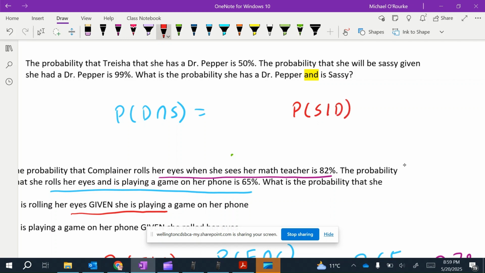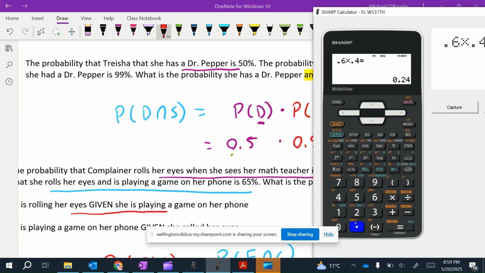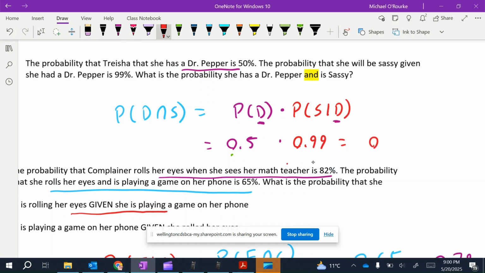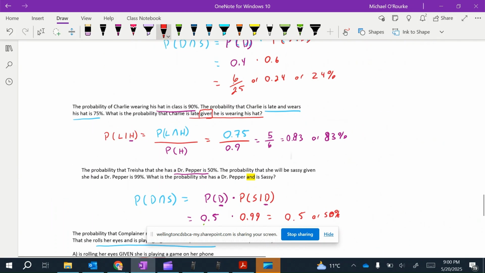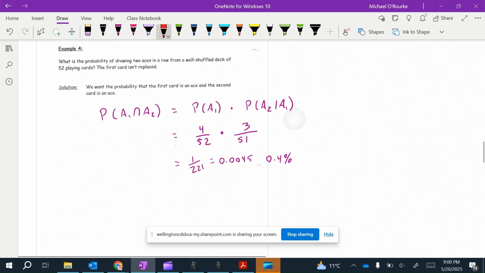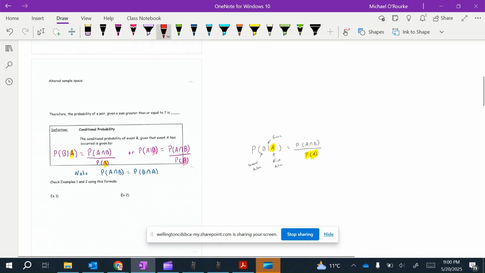And that would make this one be the probability of Dr. Pepper. So probability she has Dr. Pepper is 0.5 times the probability she is sassy, which is 0.99. It should be 0.49. 0.5 times 0.99 equals pretty much 50%. Okay, so there is your given formula and your AND formula. Both are conditional.